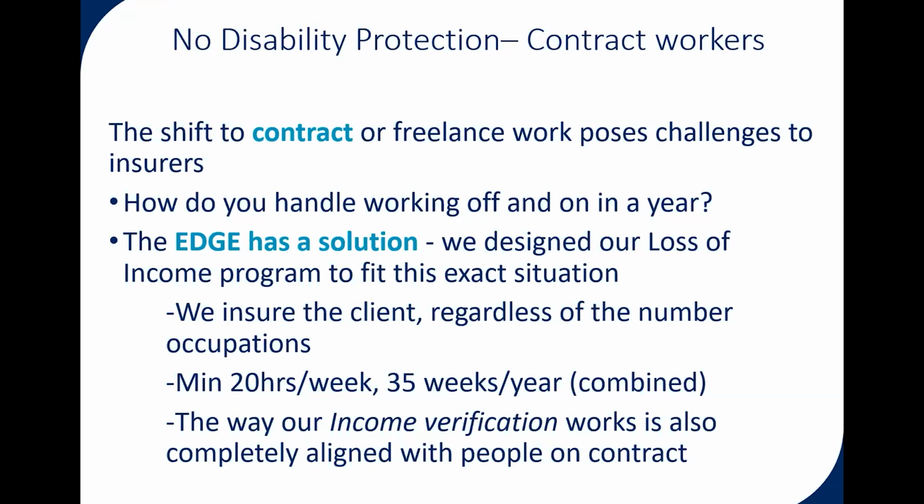And certainly the way our income verification works is also completely aligned with people on contract. As I mentioned, the reason why we can offer injury guaranteed issue, and illness underwriting within a month, getting it done so quickly, is because we don't ask for the financials up front. We ask people, if they do go on claim, to prove their income at time of claim. That's why we can get the plans in so quickly for them.